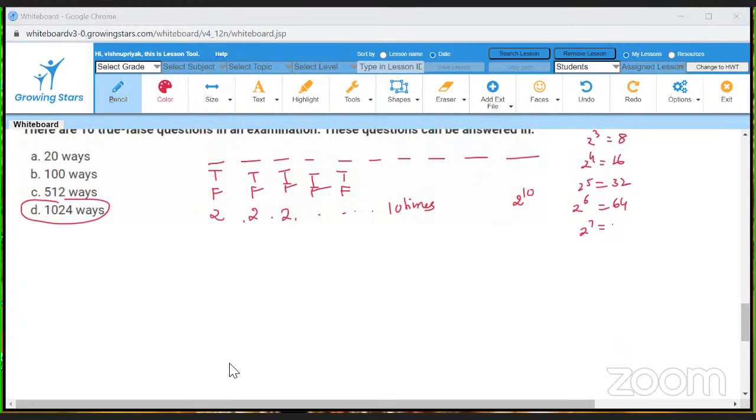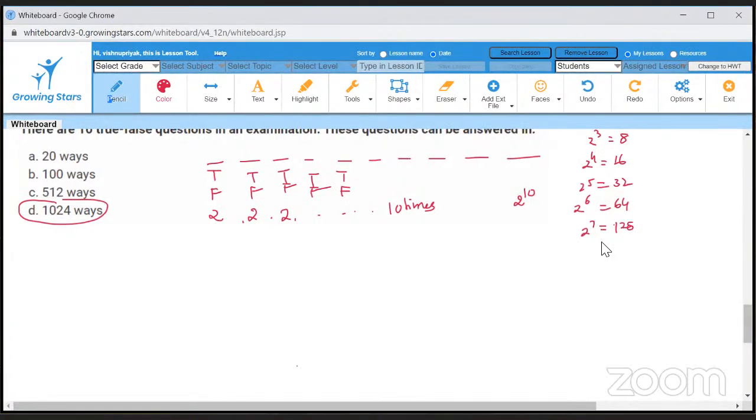Shivu, did you understand now? It is 2 power 10 means 1024, because 2 power 7 is 128, 2 power 8 is 256, 2 power 9 is 512. You did only 2 power 9. 2 power 10 will be 1024.